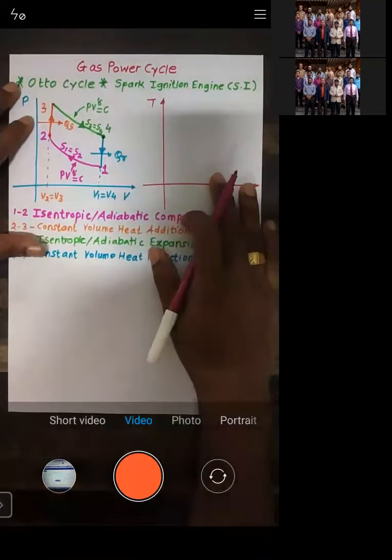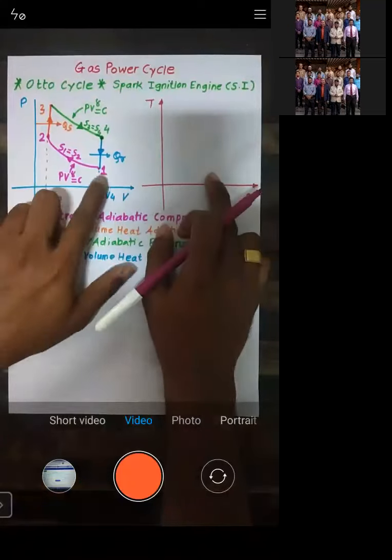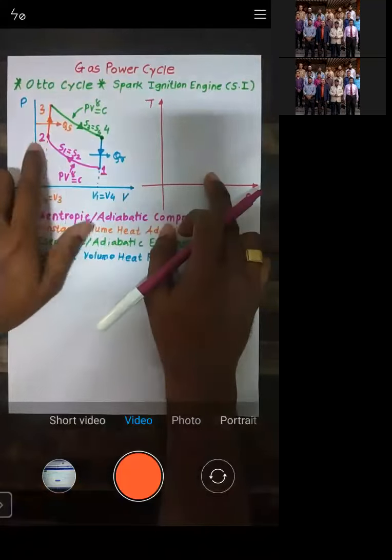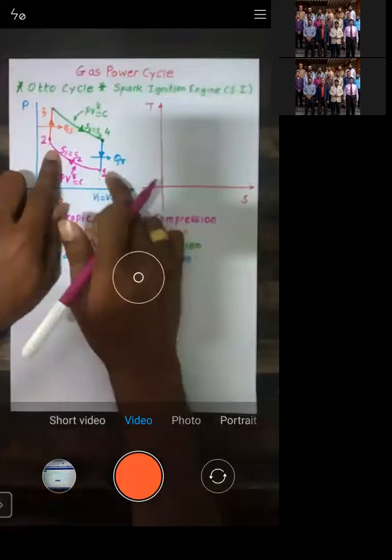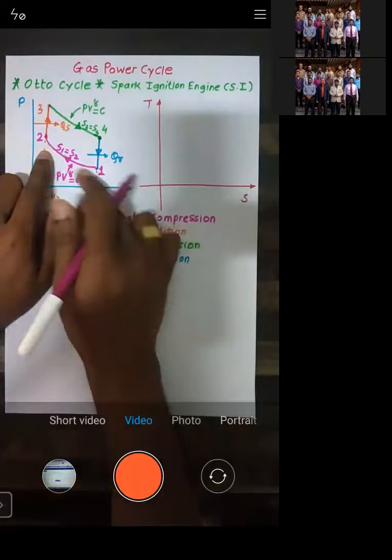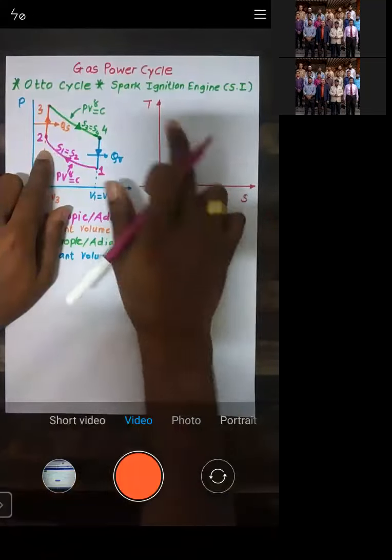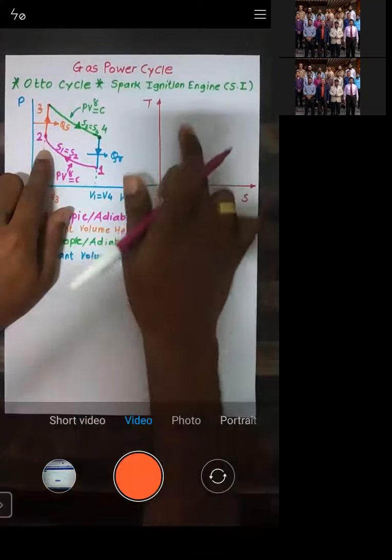So now let us start with the TS diagram we need to plot, right? So what happens during 1 to 2? During 1 to 2, entropy is constant. So when I plot it on a TS diagram, I will get a vertical line.